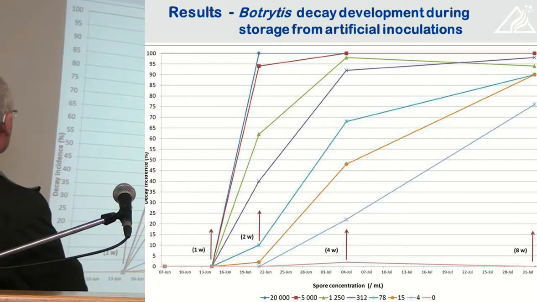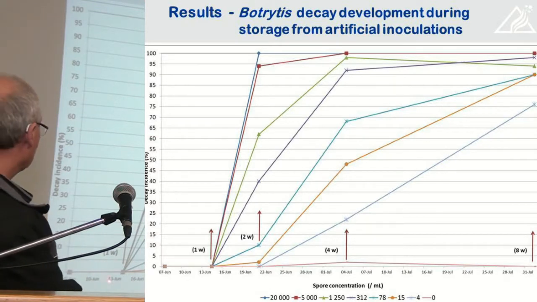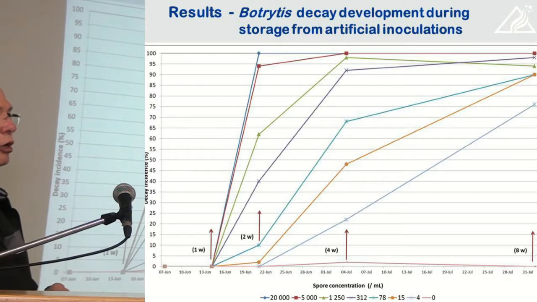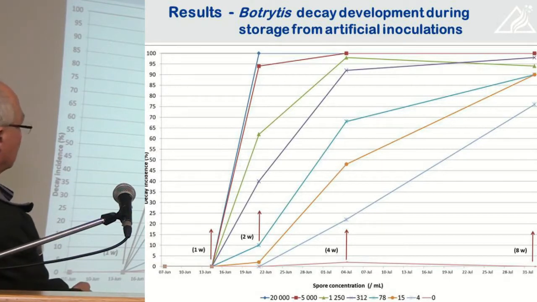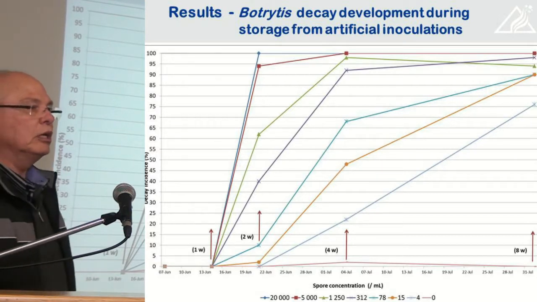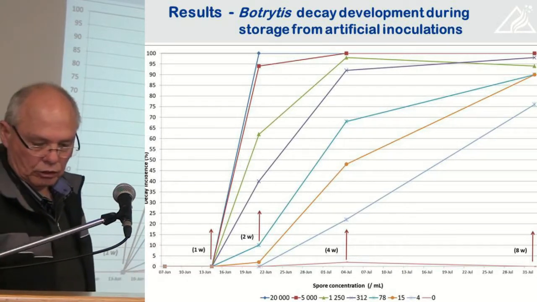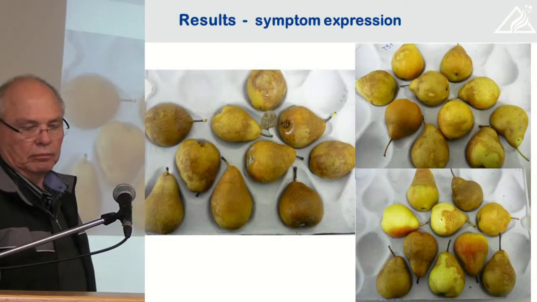So the 20,000 is right at the top. In the first week, nothing really happened. And then suddenly, at 2 weeks, it shot up to 100%. But if you look at the lower levels of spores, where there's only 15 and 4, there was actually a lag, and then it started to develop. So even the 4 spores at that inoculation site developed decay at a certain point in time. That was a very good indication of what could happen. And now we have to correlate this with the molecular work.